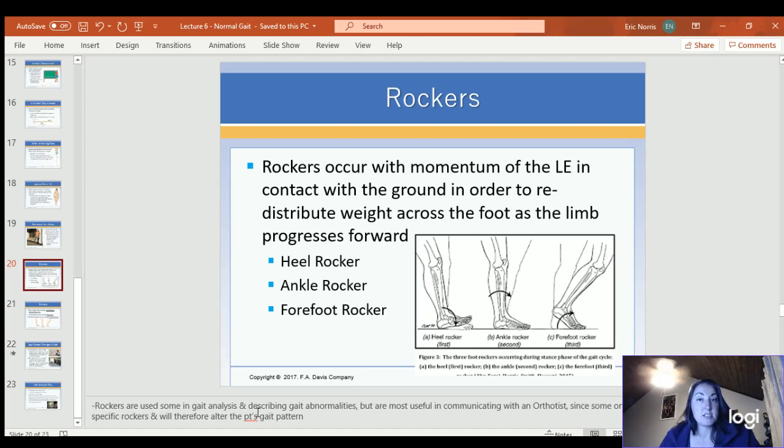Some gait analysis books refer to rockers, but when we use them really the most in PT practice is when we're talking to an orthotist. If we have an orthotist coming in to develop some orthotic brace or something for one of our patients, they typically talk about rockers because some of the orthotic devices will limit your ability to perform certain rockers. They'll block the movement or alter the gait pattern based on the rockers.